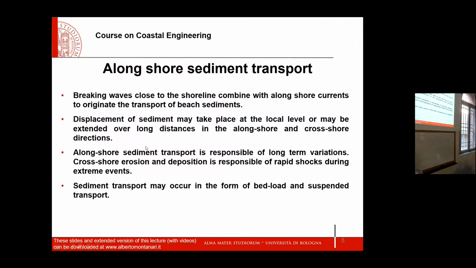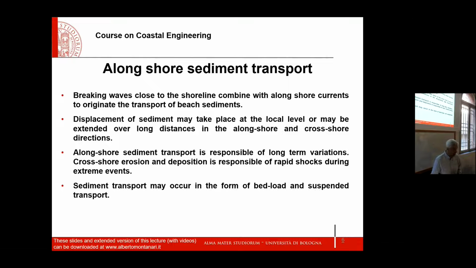Okay, no problem. Before I move forward, let me elaborate some more considerations on this process, to try to understand more. First of all, sediment transport may occur in the form of bed load or suspended transport. I think that you understand the difference. The bed load takes place in the vicinity of the sea bottom, so the sediments move very close to the bottom of the sea. The suspended transport is formed by sediments that travel at mid-height. They travel at any depth in the water, not just close to the sea bottom.